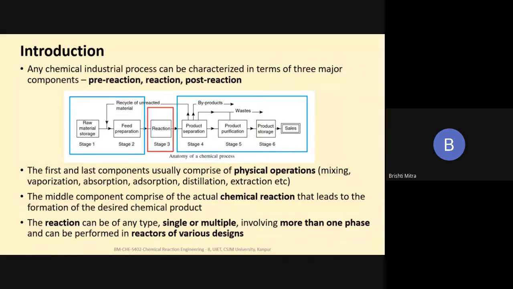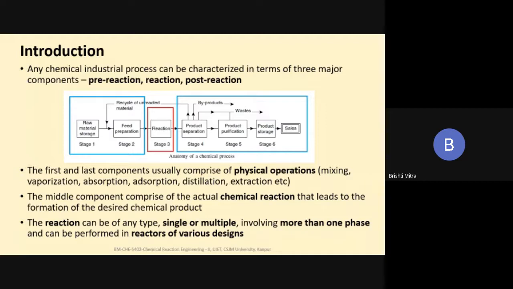For example, before the reaction step, we might have several units whereby we prepare the reactants so that they can be introduced into the reactor. Sorry, what do you mean by prepare? Preparing means we might carry out processes such as heating, vaporizing the feed, or breaking up the sizes of the solid raw materials. These are preparation methods, which are a part of the pre-reaction section.